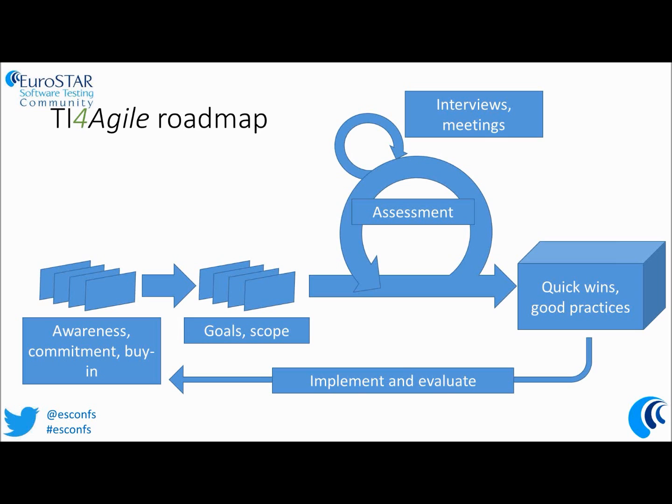So we talk to people and say, well, we want to reach these goals within a year, or this is what we're aiming for. And after that, we need to do an assessment, checking where are we now, so we know where to go and how to get there. So we're doing an assessment, we're doing interviews, like normal TPI or TMMI assessments.